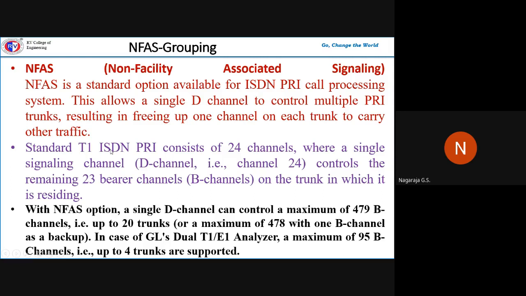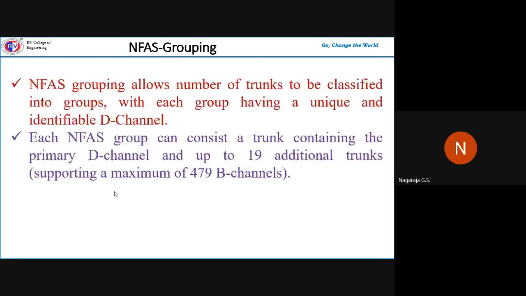A standard T1 ISDN PRI consists of 24 channels, where a single signaling channel, the D channel, that is channel 24, controls the remaining 23 bearer channels, that is the B channels on the trunk in which it is residing. So ultimately you have to understand the different combinations available when you use ISDN services with respect to digital pipes.